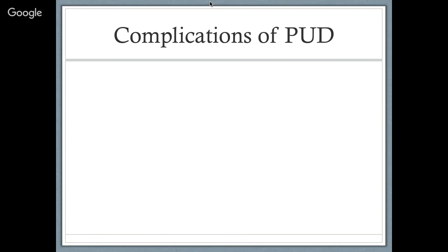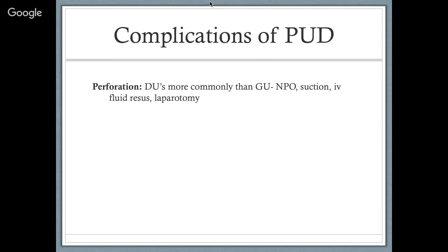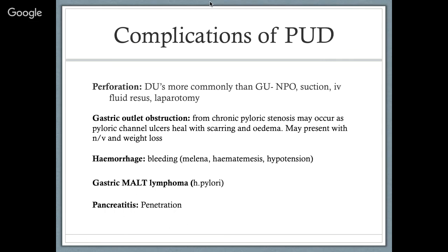Preparation, yeah, that's one. Iron deficiency anemia, yeah, for sure. So the big one to worry about, obviously, is perforation. I should include iron deficiency anemia, but that's a good one to consider as well. Duodenal ulcers perforate more commonly than gastric ulcers. You can also get gastric outlet obstruction, hemorrhage, so melena, hematemesis, hypertension, blood loss, anemia, probably included in there.